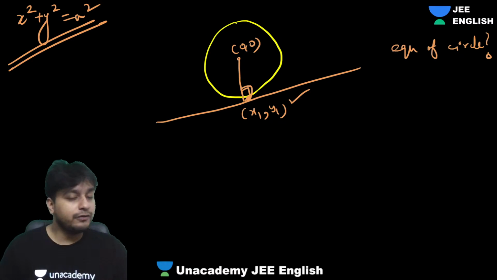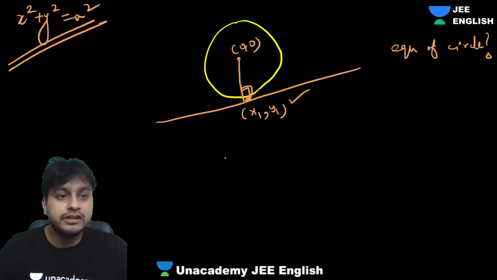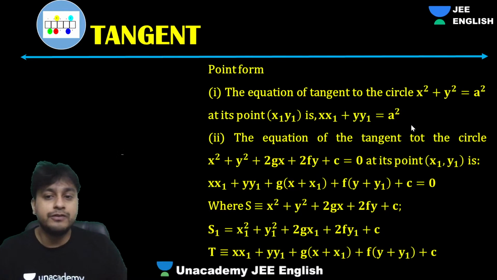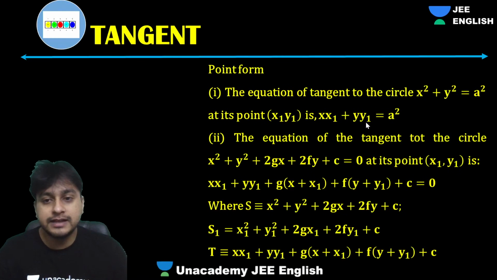How? What do we need? We definitely know the center, and they have given us the radius, and we just want the equation of the circle now. So guys, how do we get it? Tell me.